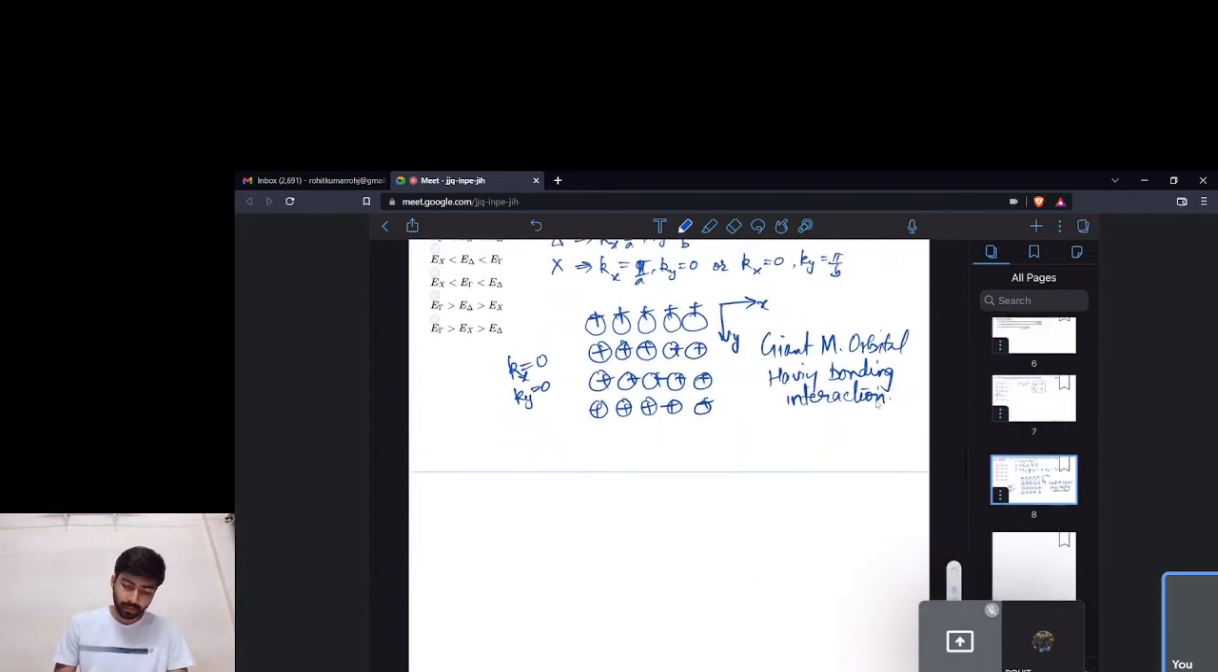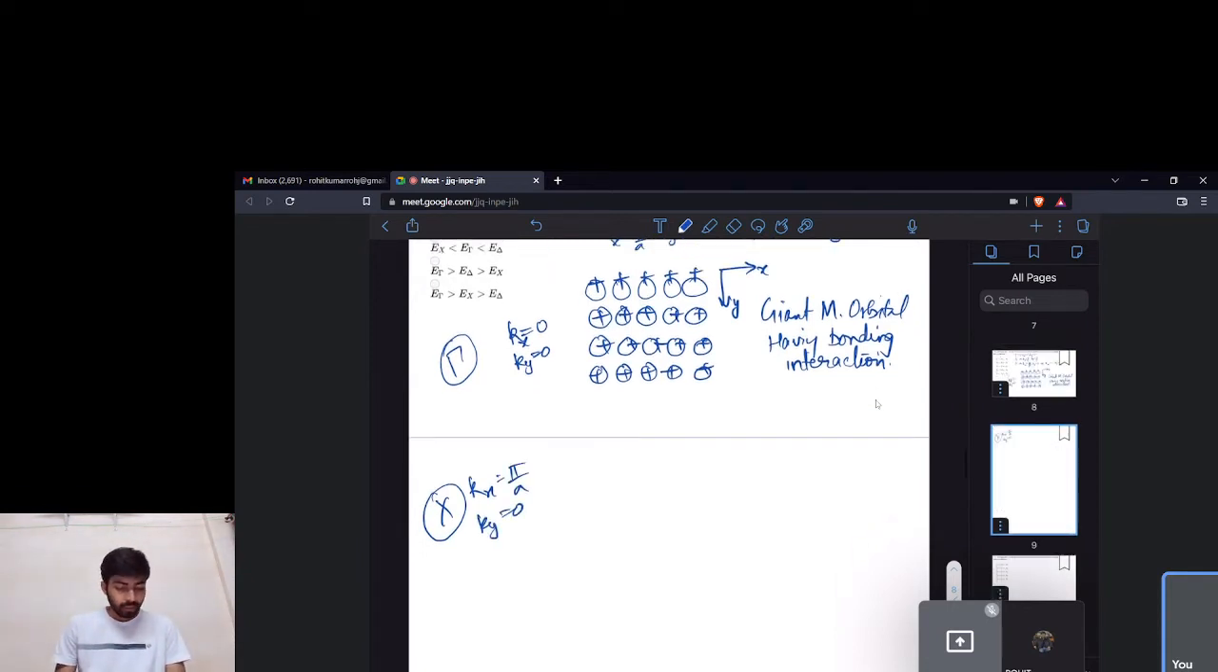Let's consider the scenario where kx equal to 0 was the gamma point. Now let us take the X point. For the X point, kx was pi by a and ky equal to 0. Now for the X point we have the following.